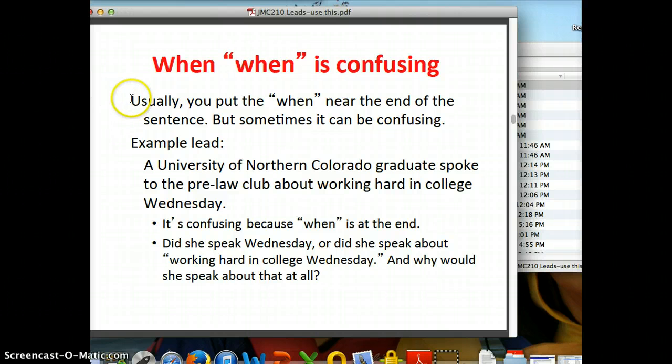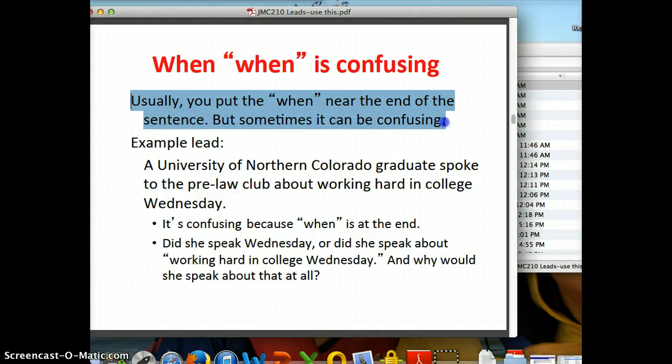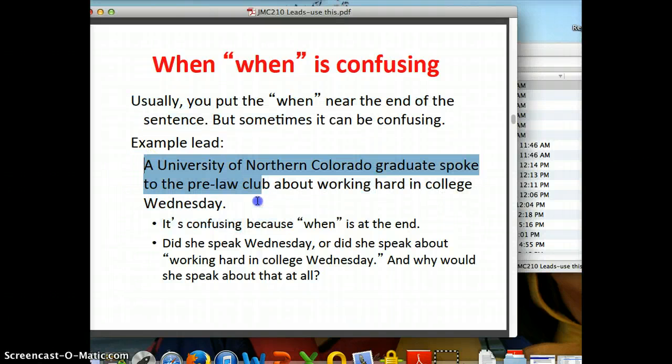Okay, sometimes the when is confusing. Usually the when comes at the end of the sentence, but sometimes it can be confusing. For instance, a University of Northern Colorado graduate spoke to the pre-law club about working hard in college Wednesday. So when did he speak? Wednesday. But the sentence makes it seem like he talked about working hard in college on Wednesday. And that's not what he talked about. He talked about working hard in college, but he talked on Wednesday.